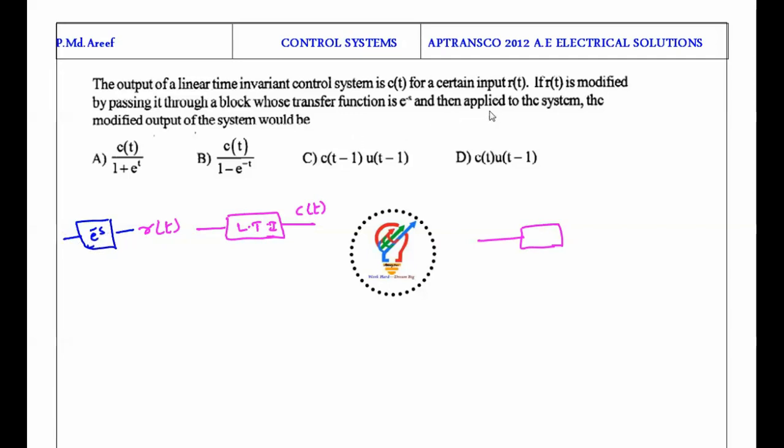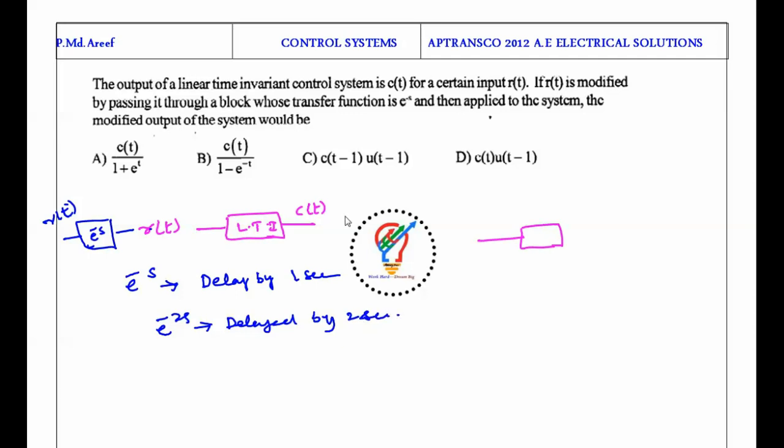Now when applied to the system, the modified output will be, so the input is R of t, passed through e power minus s, and this is the output here. Now the modified output is, e power minus s makes the system delay, so delay by 1 second. Suppose if we have e power minus 2s, it means delayed by 2 seconds of time. So the output will be c of t minus 1 into u of t minus 1 as the system output. So C is the right answer.